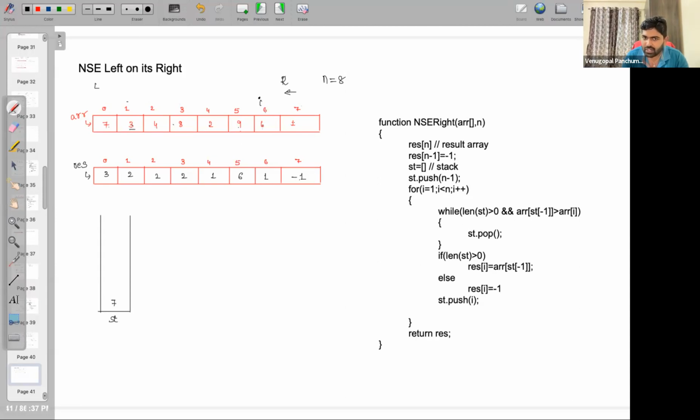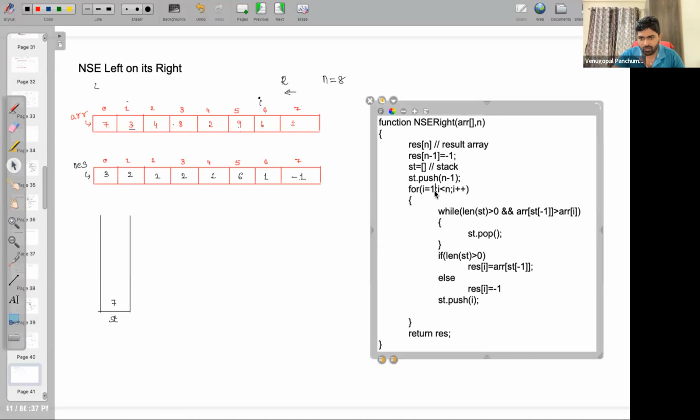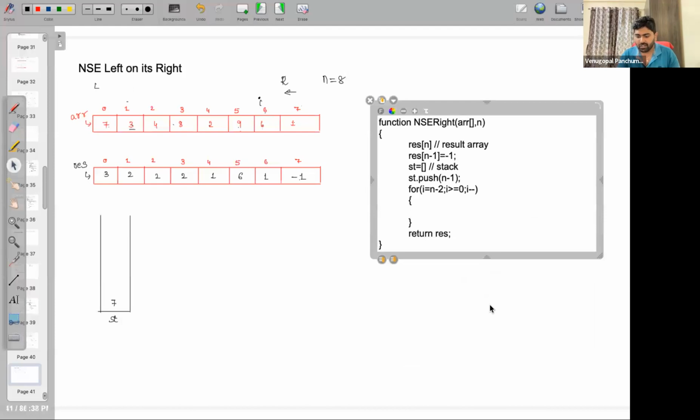Now the story starts from 6. For 8, if it is 6 means n-2. So now the story will start from i equal to n-2 onwards, while i is greater than or equal to 0, and i will be decremented. Now I will remove all this and write fresh. Now again simple, friends. What I need, I will push to the stack. What I don't need, I will delete from the stack.